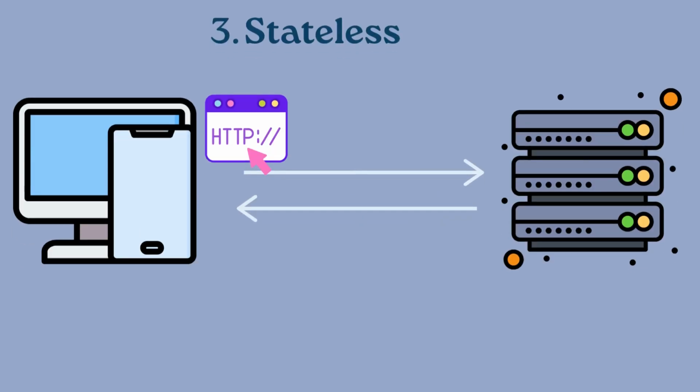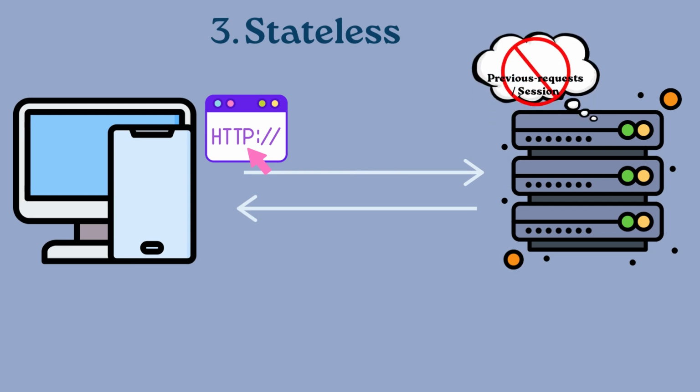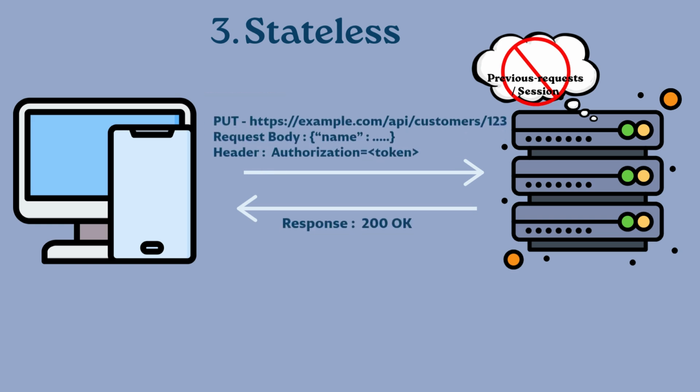Every request should contain everything the server needs to process it. The server should not remember information from previous requests. For example, if you want to update the details of customer 123, the request should contain everything required to process that update, such as the authentication details, customer ID, and the information to be updated. The server should not depend on information stored from previous requests in a server-side session.